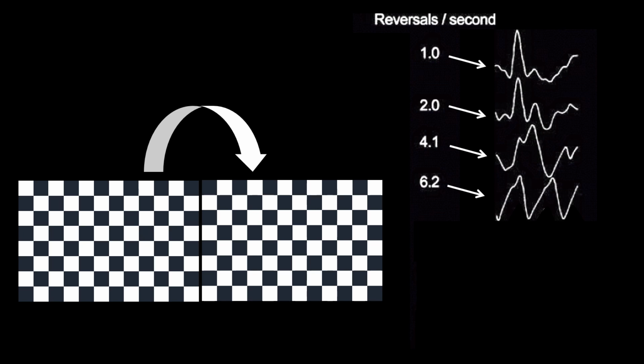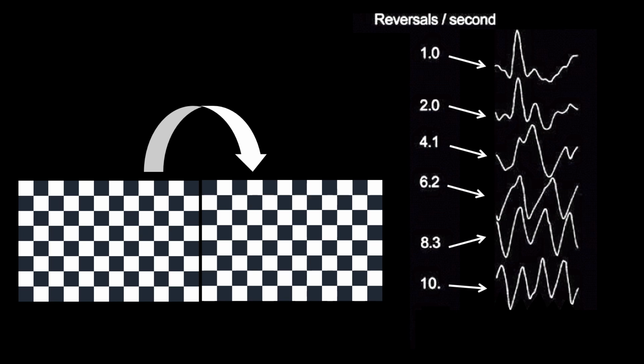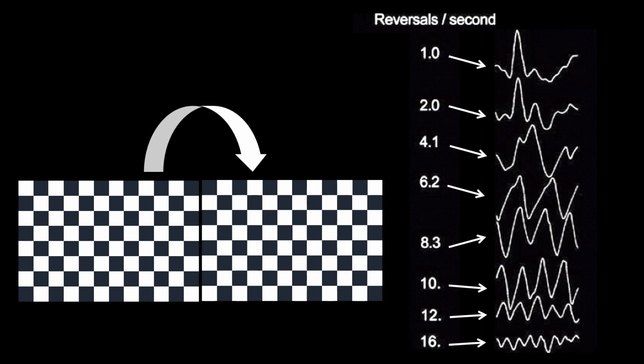By the time the reversal rate goes up to 6 per second, there is no period of baseline stabilization, and the term steady state can be used. Further increase in reversal frequency to 8.3 reversals per second, to 10 reversals per second, to 12 reversals per second, and 16 reversals per second, in addition to blurring the baseline, produces a loss in amplitude.